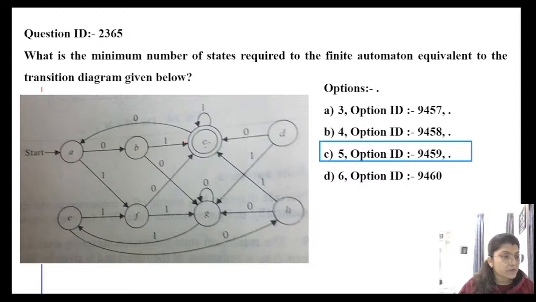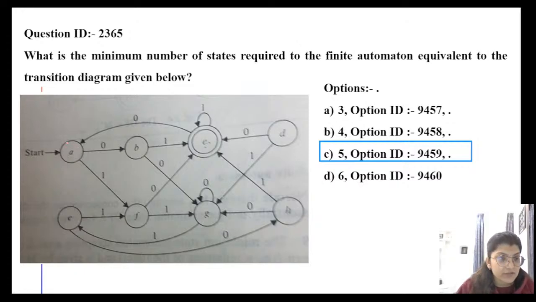ठीक है, so how do we proceed in these type of questions is, first of all, look for that state that is not reachable via initial state. What I'm saying is, find that state which is not reachable by initial state. Do we have any state which is not reachable by initial state? Is there any state in this given diagram that is not reachable by initial state?